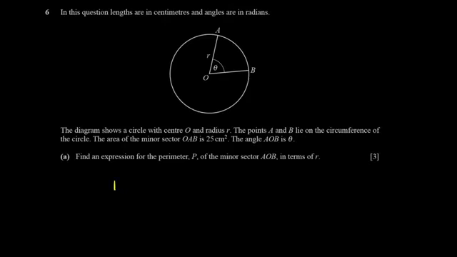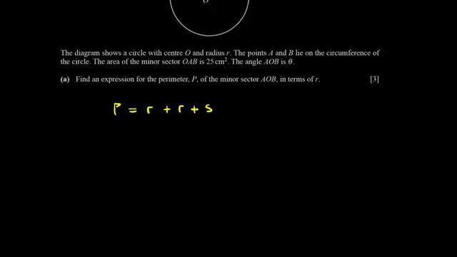So we can say our perimeter is equal to r plus the arc length. Well, we need to know our formulas, right? Firstly, the formula for the arc length is r times by theta. So what we can do is replace our arc length there and say this is 2r plus r theta.